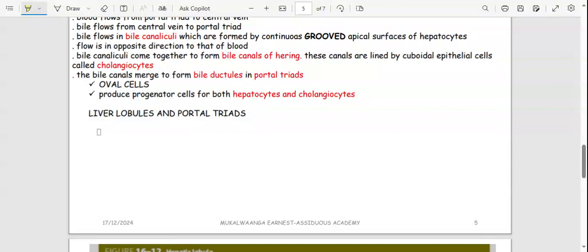So each performs a specific function. We're going to start with the classic liver lobule. The classic liver lobule will have six parts.